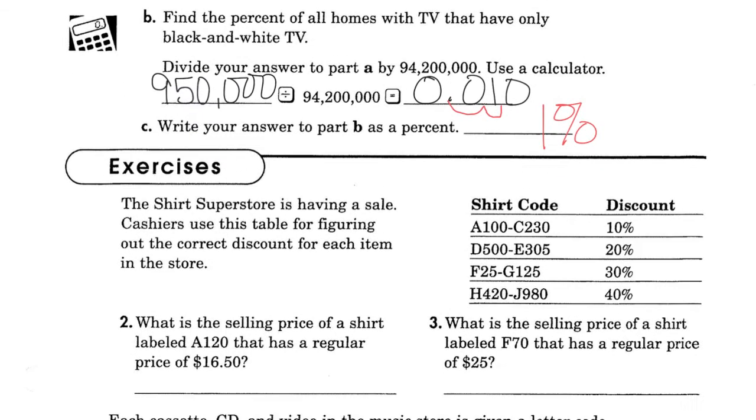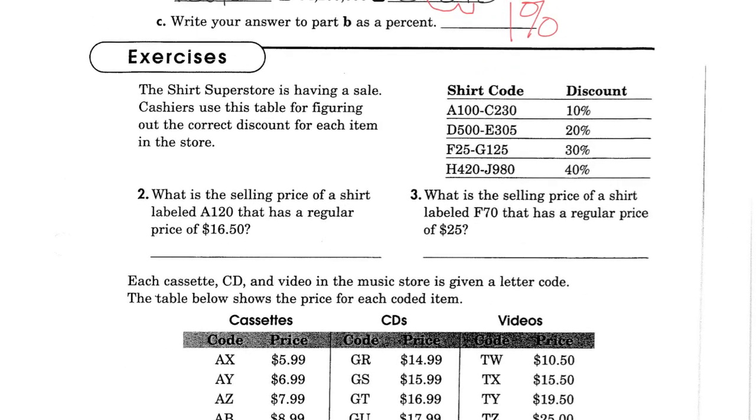All right, we have some exercises down here. And so you're going to have to read the question, look at the chart, and solve the problem. So on problem 2, it says the shirt superstore is having a sale. Cashiers use this table for figuring out the correct discount for each item in the store. What is the selling price for number 2 of a shirt labeled A120 that has a regular price of $16.50?